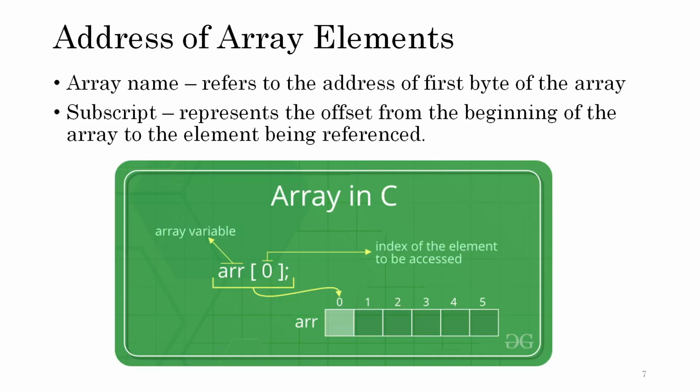Next, the address of an array. An array name refers to the address of the first byte of the array. The subscript is represented as the offset from the beginning of the array to the element being referred. Array in C: we use an example where the index of the element to be accessed is shown, with ARR as the array variable, using indices 0, 1, 2, 3, 4, 5.